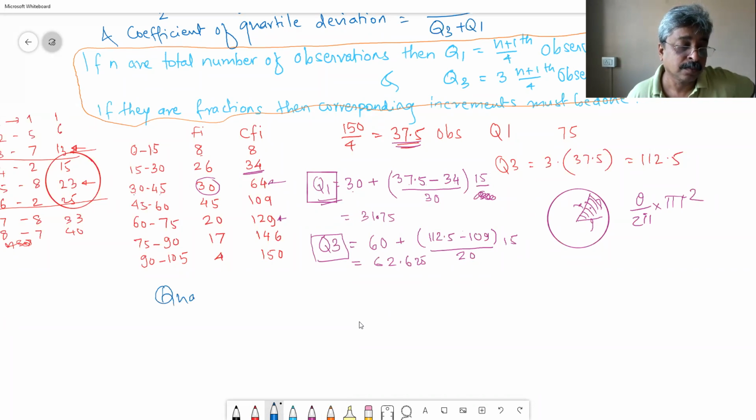Sir, I didn't get the logic behind using the median formula. You did not get the logic? I will explain.